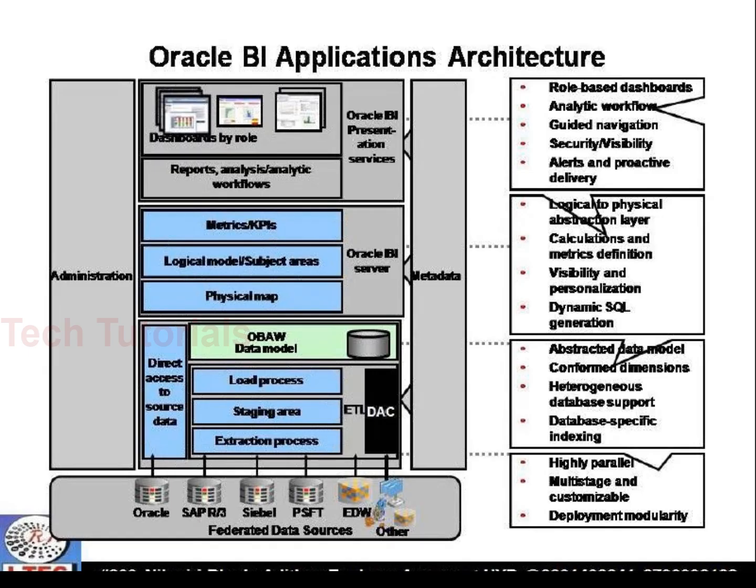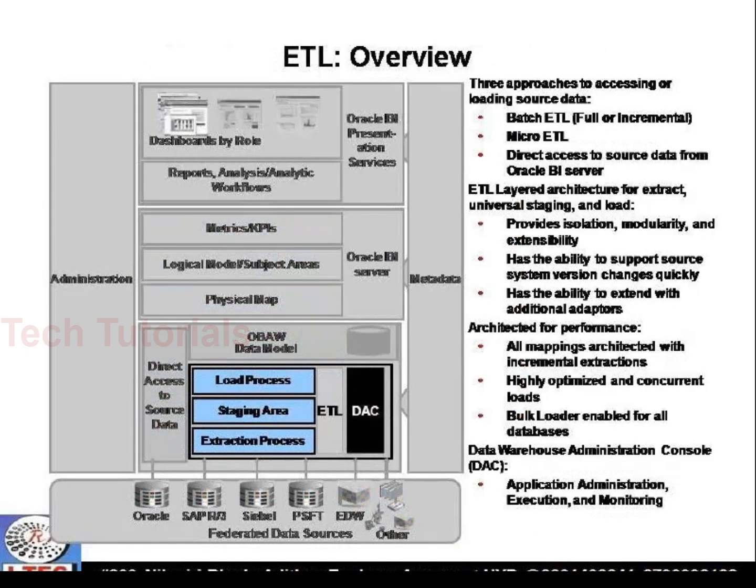Now let me move on to the next one. Let us say the ETL overview. What exactly are we going to do in each and every component? First one: three approaches to accessing or loading source data. Batch ETL, not ETL loading, some process they are following. What they are doing is extracting and loading into the staging area. From there, we are loading into the final data warehouse.